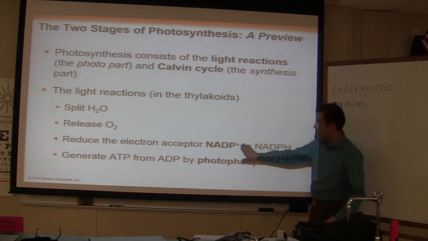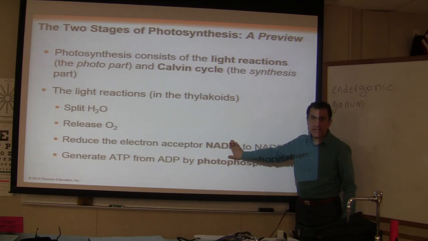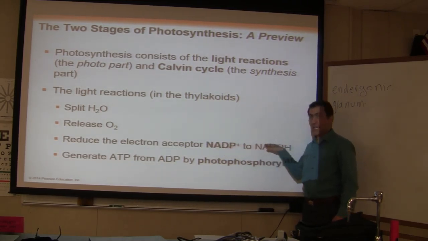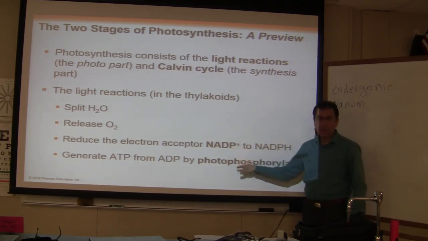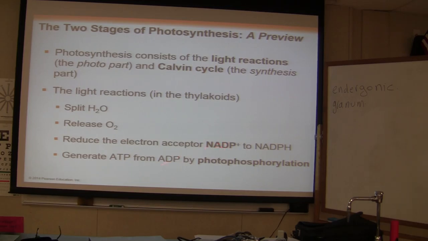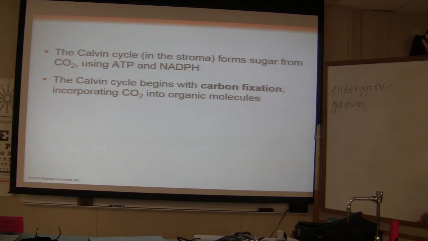For cellular respiration, you did not have that P. You remember that? For cellular respiration, it was NAD becomes NADH, but here you have a phosphate. In photosynthesis, you do have a phosphate attaching to the NAD. It also generates ATP from ADP by phosphorylation.